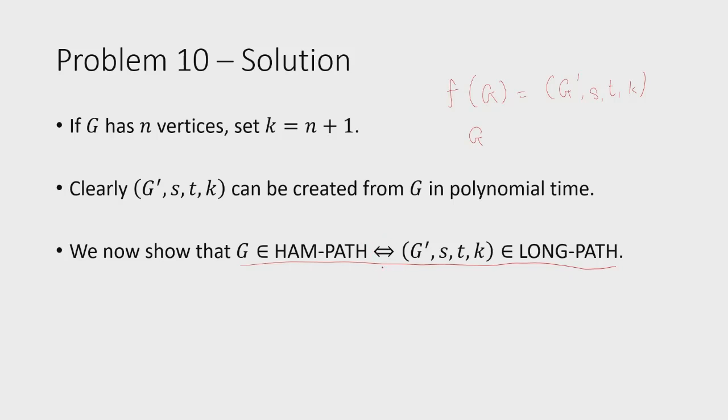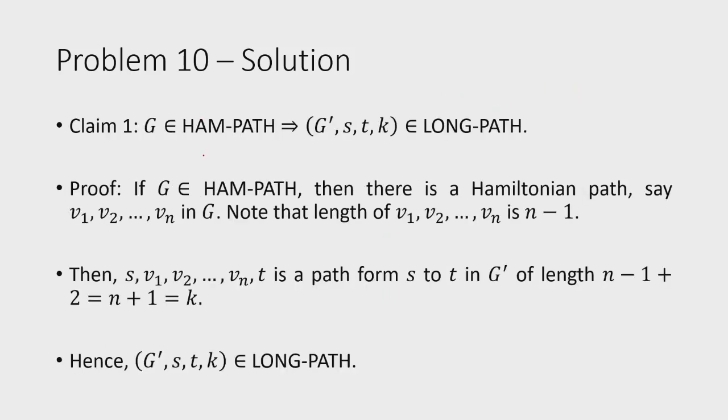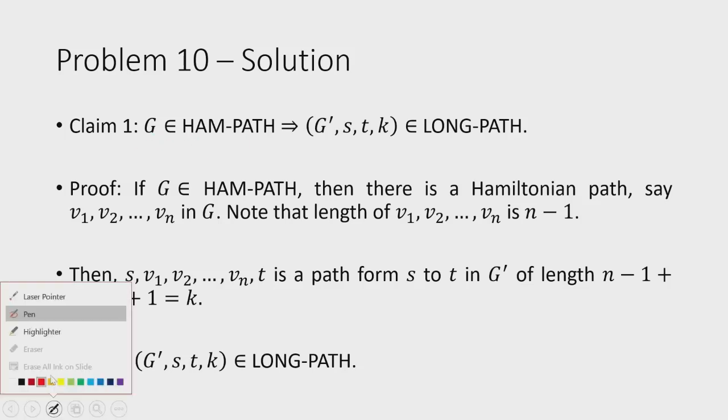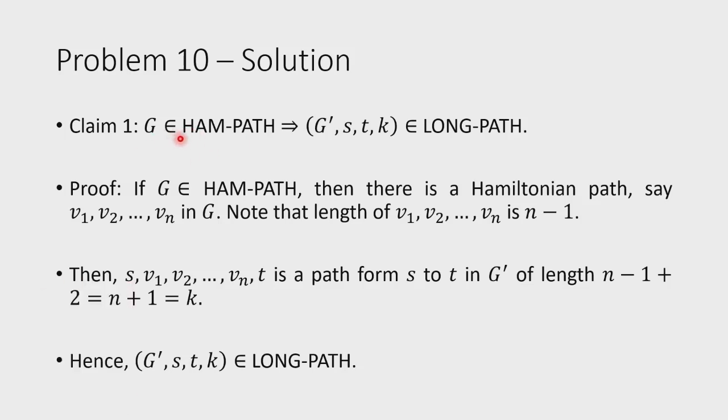Okay, so vice versa would have been required if I would have used this. Yeah, because the vice versa is just this, and this is just a combination of two, right? So let's see. The first claim is the following. It's the first direction. If G is in Ham path, then G prime, S, T, K is in long path. Okay, let's see why this is true.